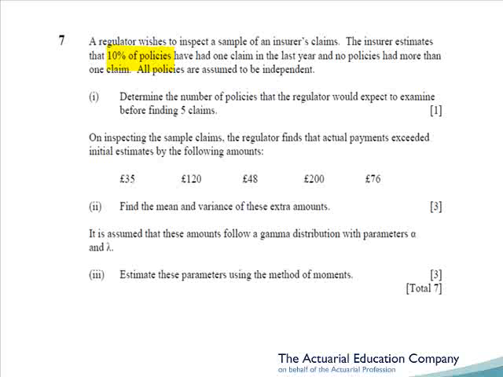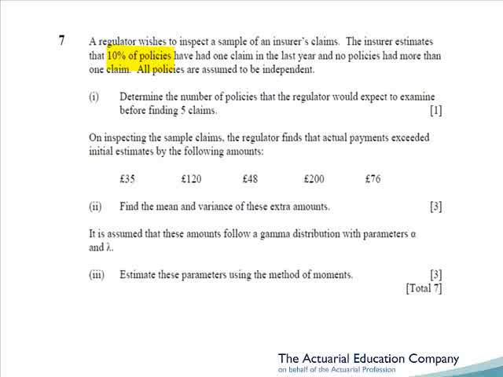The alternative way of doing this is to realise actually it's a negative binomial with k equal to 5 and p equal to 10%. We then just look up the expected value of that distribution from the tables. In part 2 we have to find the mean and variance of these 5 claim amounts. My goodness, we're getting another 3 marks for working out sample mean and sample variance. Enjoy! And in the final part, we have to estimate parameters from a gamma distribution using the method of moments.